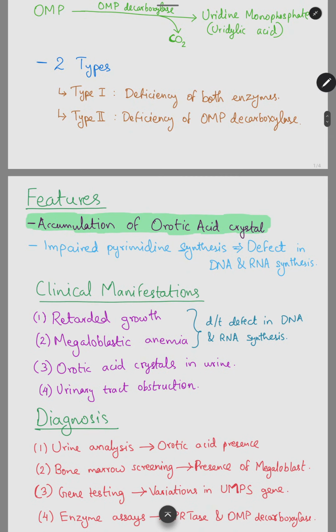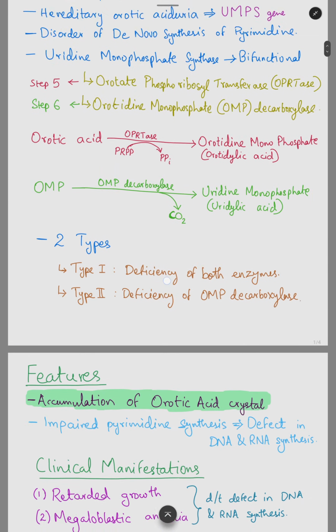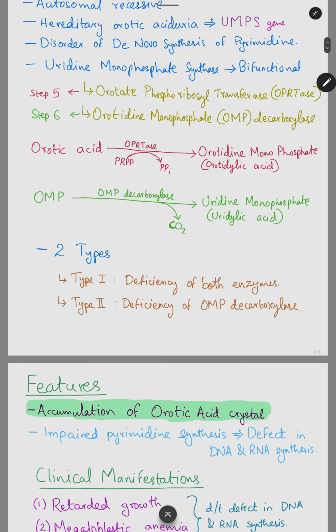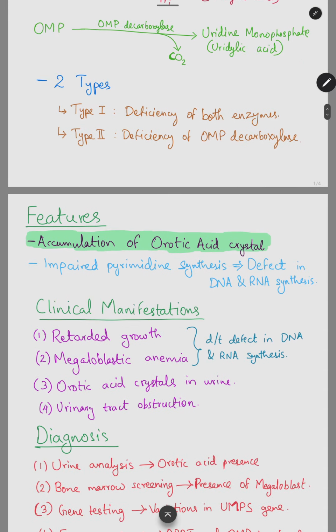Now coming to the features. Accumulation of orotic acid crystals is seen. In the fifth step the enzyme OPRTase is deficient, right? So this step will not take place, and this orotic acid will accumulate in our body. So that causes accumulation of orotic acid crystals.